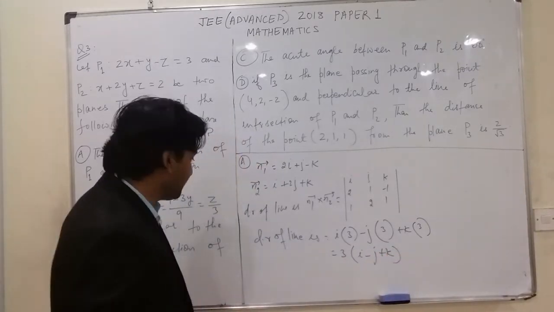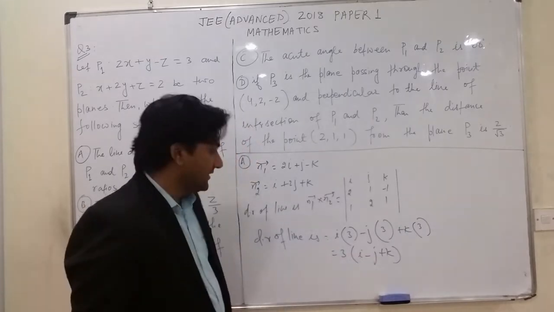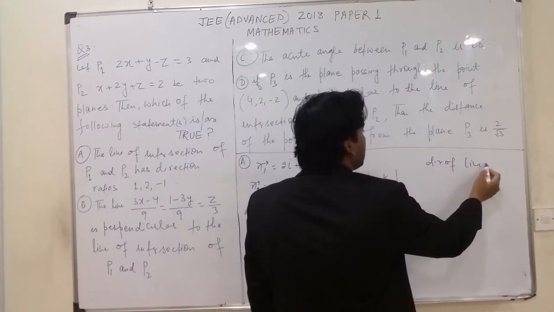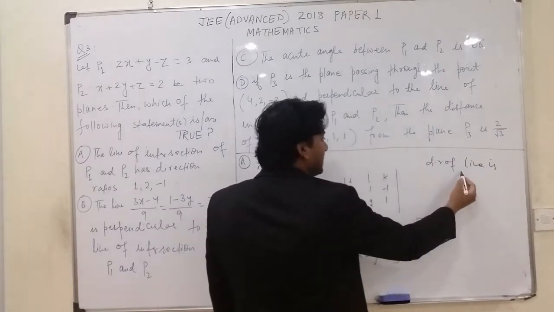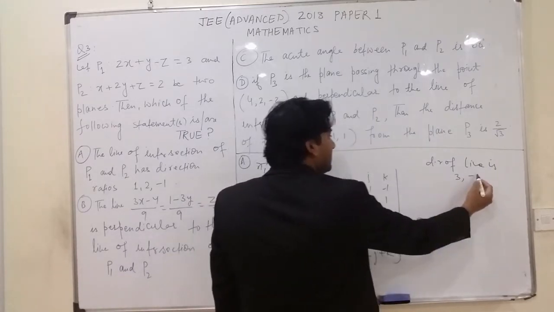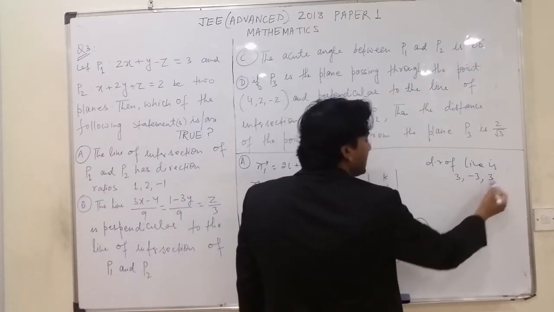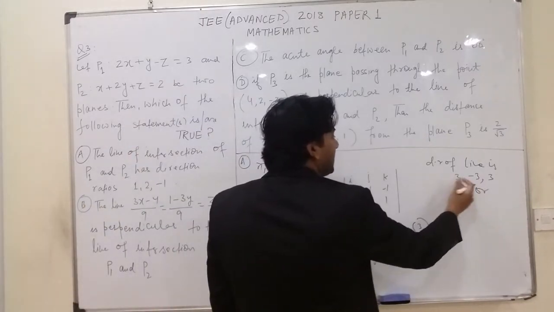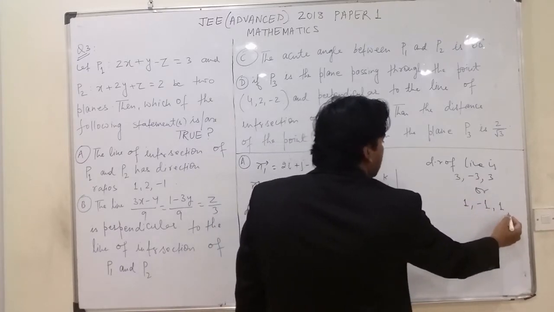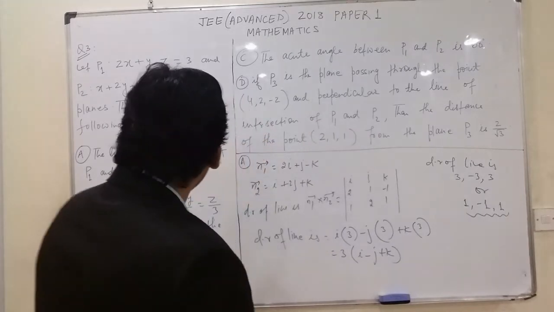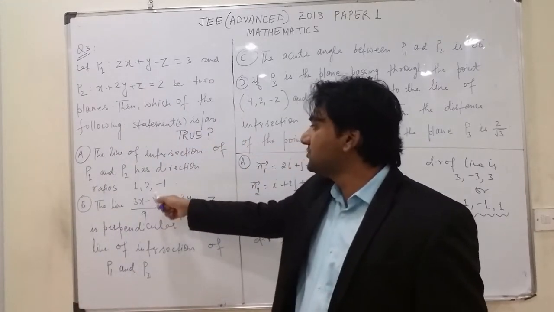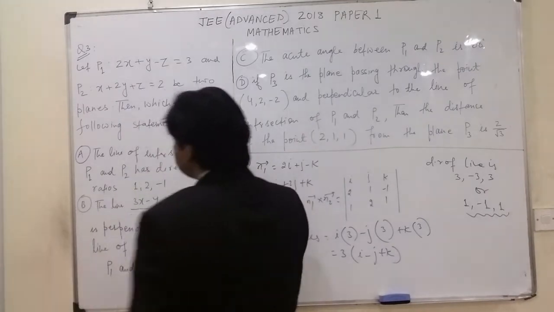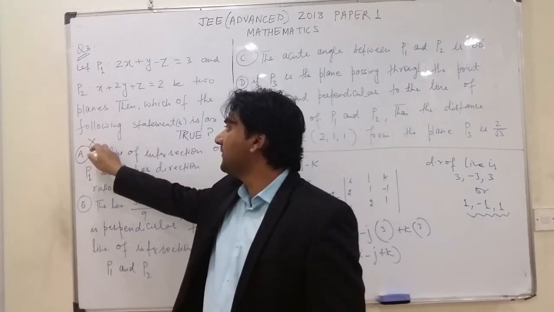So what is the direction ratio? i, j, k coefficients. So direction ratio of line is from here 3, then minus 3, then again 3. If you are capable to take common, then you can. If you take 3 common, then what will you have? 1, minus 1 and 1. So this is your direction ratio of the line. But what is the option? Direction ratio is 1, 2, minus 1. But what we got? 1, minus 1 and 1. It means option A is not true, option A is false.